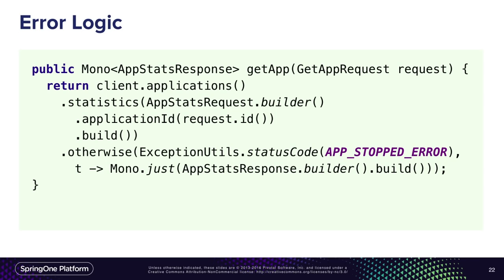And we do that by using dot otherwise, which is one of the methods that appears on a Mono. We expect a particular error. That's the app stopped error. We consume it. And we say, given that error, I'll take it. I'll actually discard the error itself. I don't particularly care about its content. I'm just going to return an empty AppStatsResponse. So in both circumstances, whether I got a good response back, or I got nothing back, or I got an error back, should I say, then I'm able to return an AppStatsResponse. And whoever's consuming me can continue about their business.